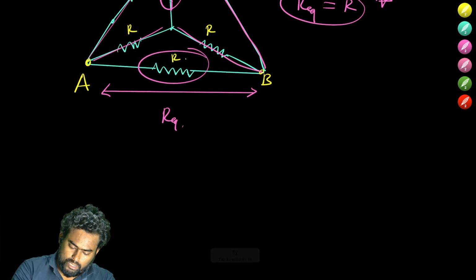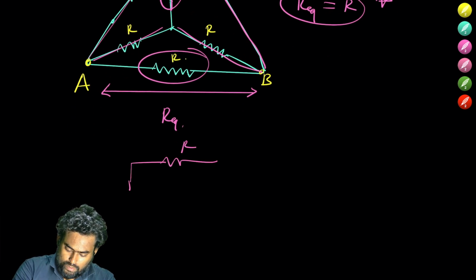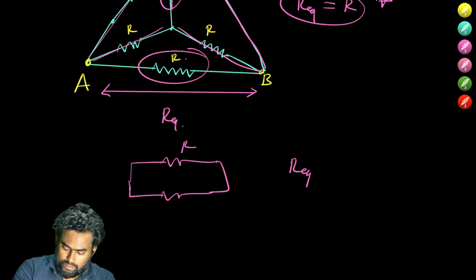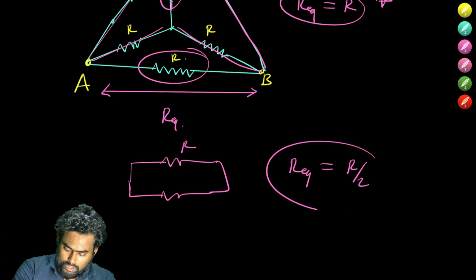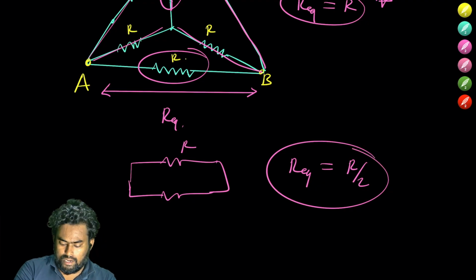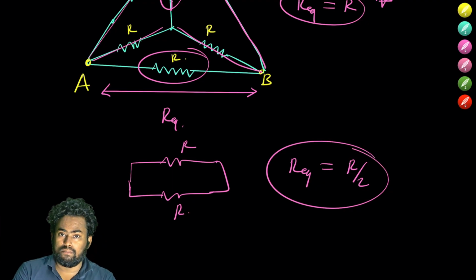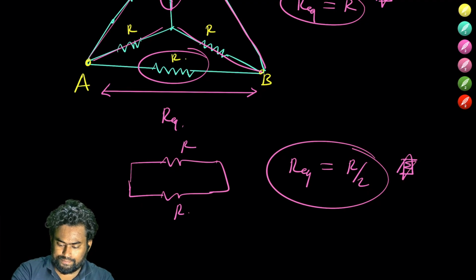So the upper branch has R, and the lower branch also has R. So the total R equivalent will be R by 2, since R and R are in parallel, product by sum, R by 2. Okay, next.